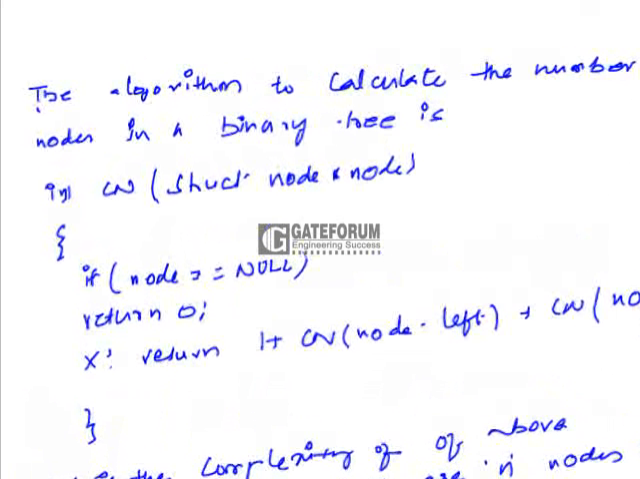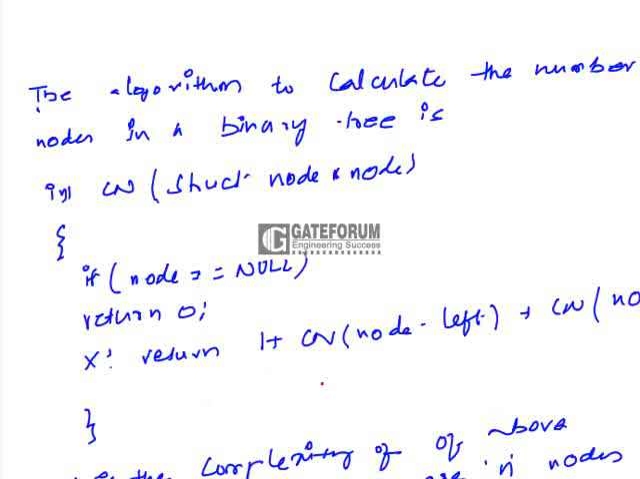In this question, an algorithm to calculate the number of nodes in a binary tree is given, and we have to find the time complexity of the given algorithm. In this algorithm, node is defined as a structure of type node, and if node is pointing to null, that means there are no nodes in the given binary tree.